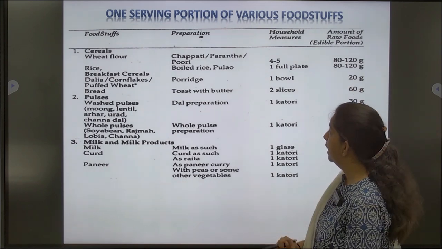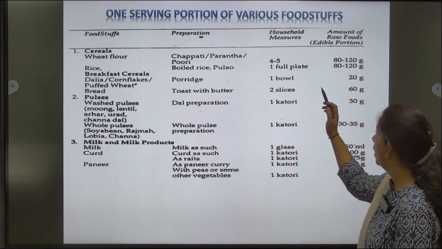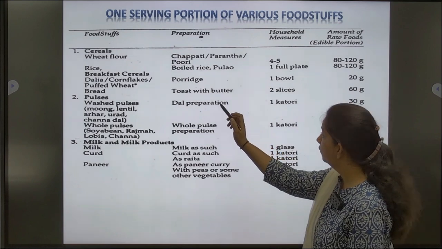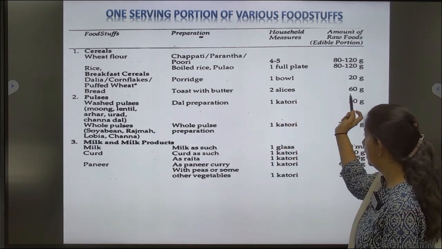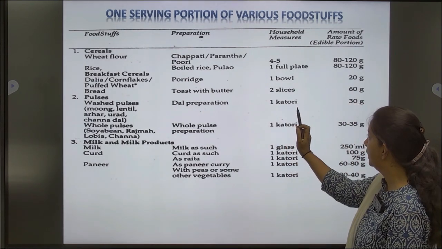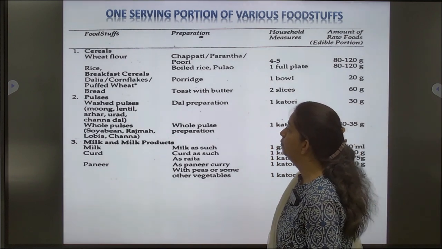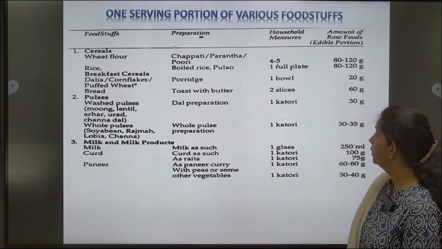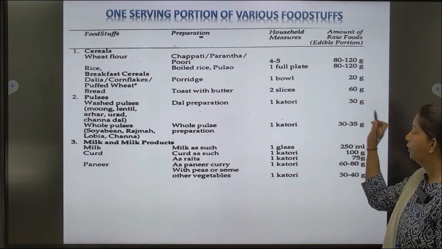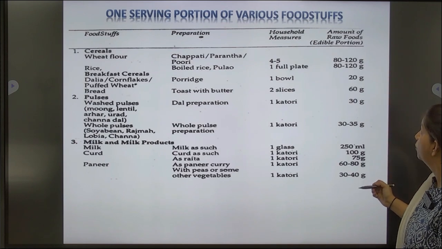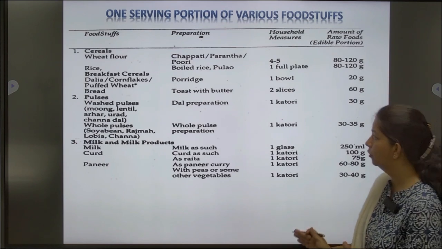While considering the rice, the boiled rice or pulao, one full plate is 80 to 120 grams. The dalia, cornflakes, porridge, one bowl is 20 grams. The two bread size is of 60 grams. Then in terms of pulses, the dal preparation of one katori, the raw food item is 30 grams. These all are the raw portions of edible portion of food.